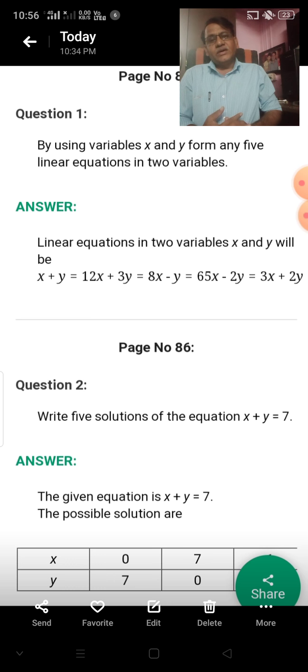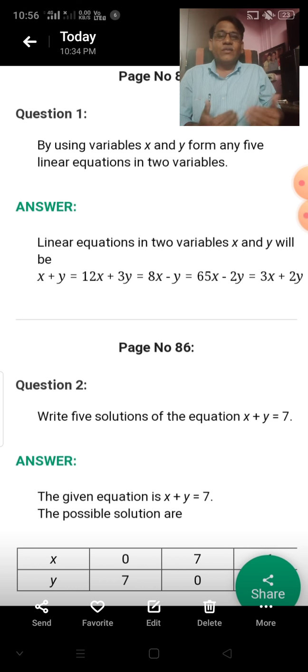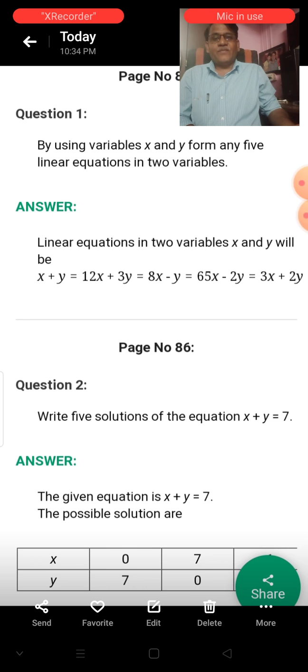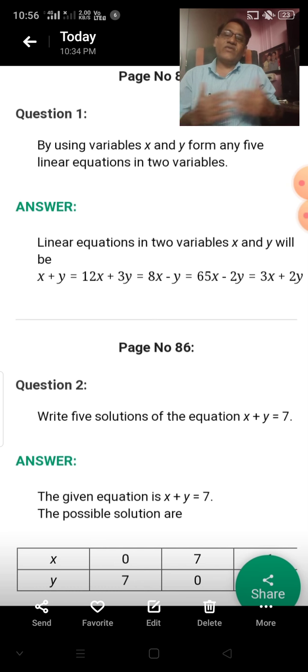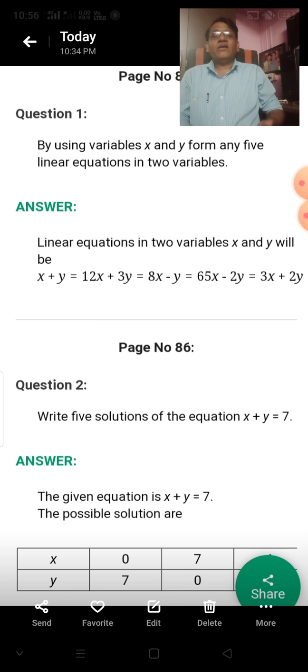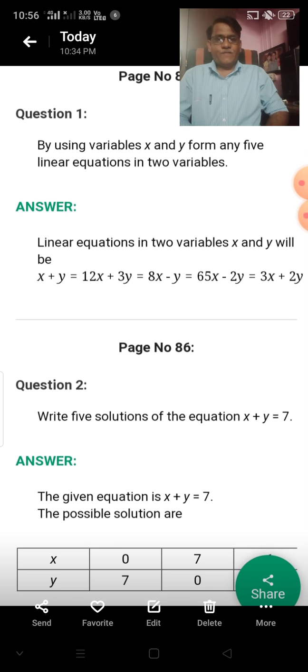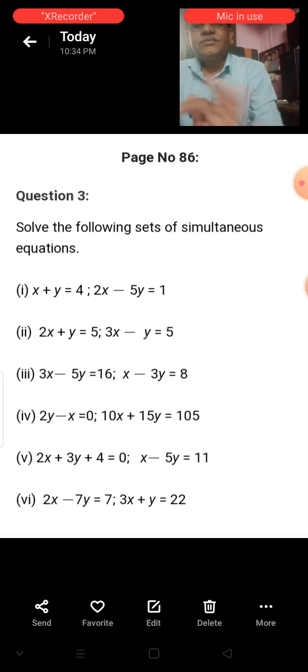You can write any solutions. Okay, possible solutions, not actual solutions. You can imagine the solutions. If you consider x, then you can find out y. If you consider y, then you can find out x. So in this way you can find out the possible values of x and y in this equation. If you get only one equation, you can't find out the actual value. Right. Now come to the next question. Question number 3.